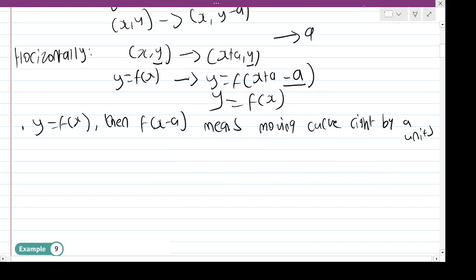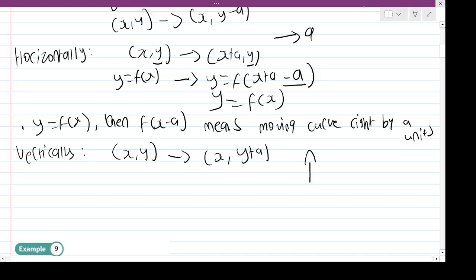Okay. But then what about if we move it vertically instead? Well, again, vertically, if I'm moving it, say, up by a units, then any point x, y on the curve, we want it to go to x, y plus a. Because if I'm adding a to the y values, I'm shifting it upwards by a, which is what I want, to move it vertically up. Okay.